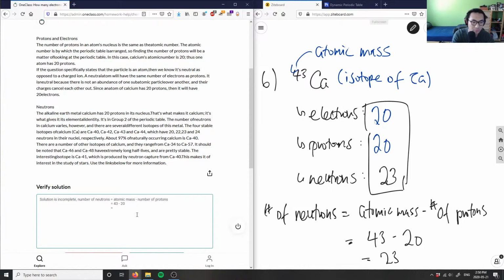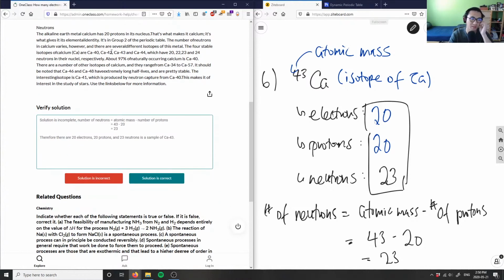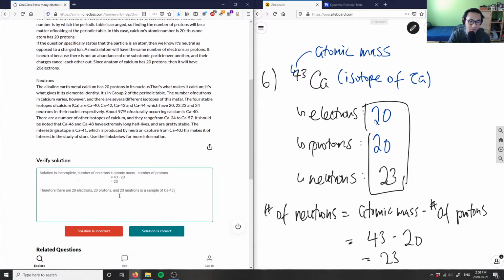23. So we say, therefore, there are 20 electrons, 20 protons, and 23 neutrons in a sample of Ca43. So the solution is incomplete because they didn't actually give the number of neutrons, so it's okay.